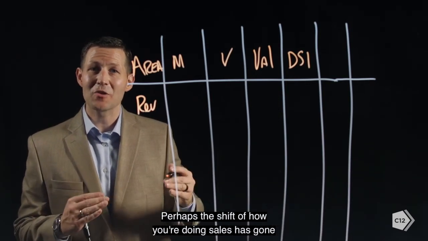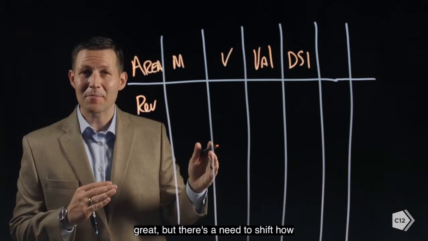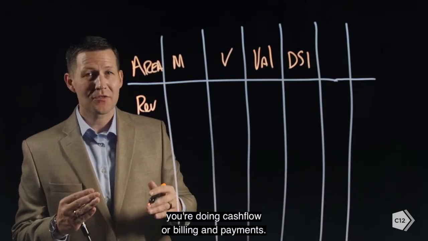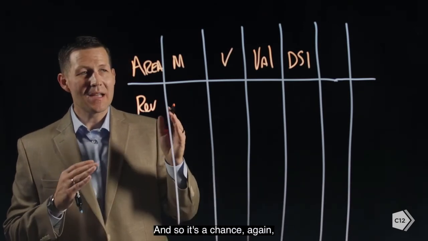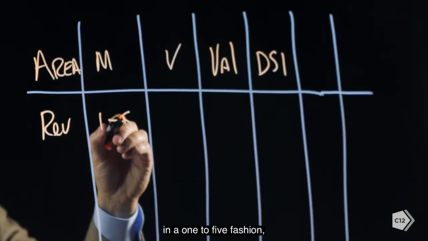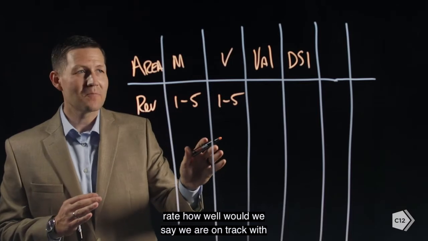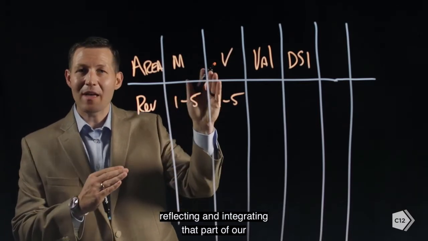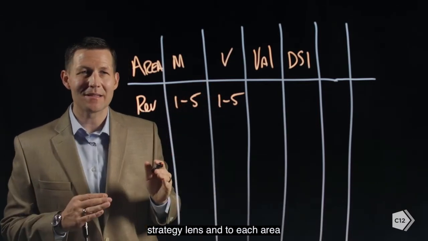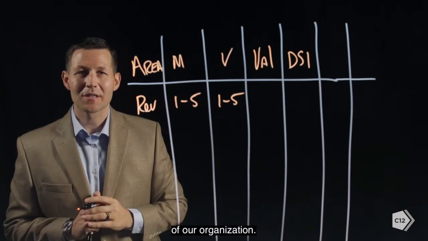Perhaps the shift of how you're doing sales has gone great, but there's a need to shift how you're doing cash flow or billing and payments. And so it's a chance to, again, in a 1 to 5 fashion, rate how well would we say we are on track with reflecting and integrating that part of our strategy lens into each area of our organization.